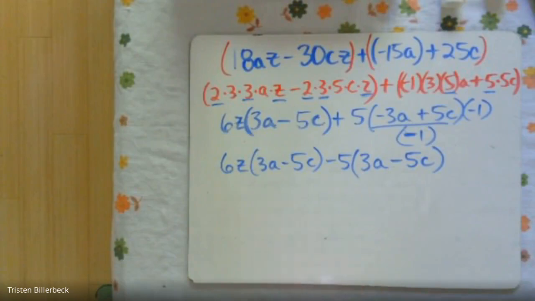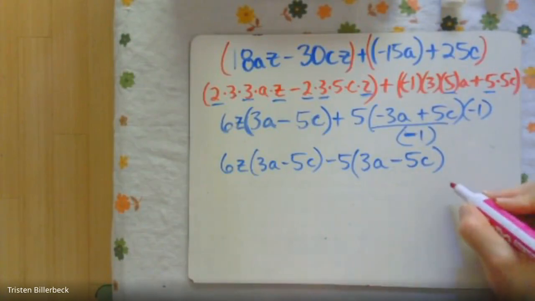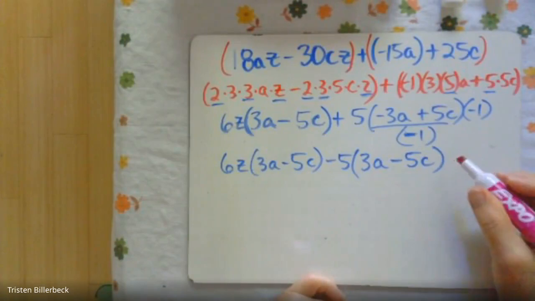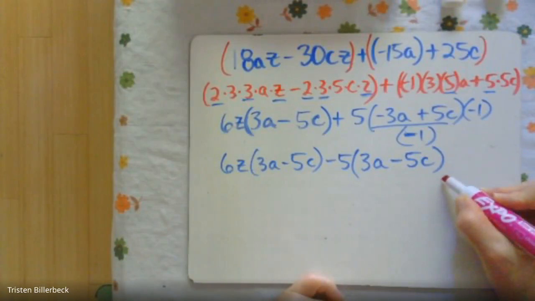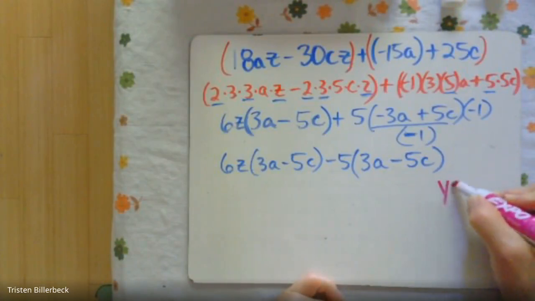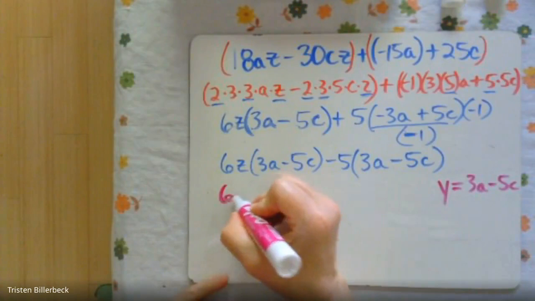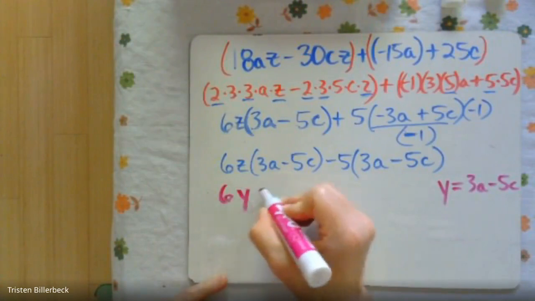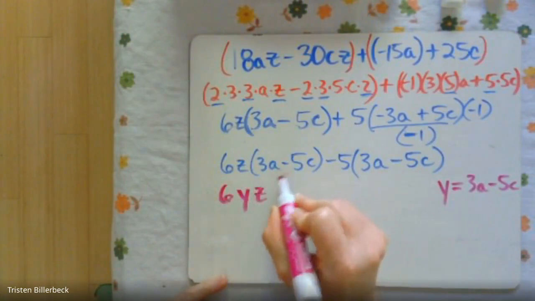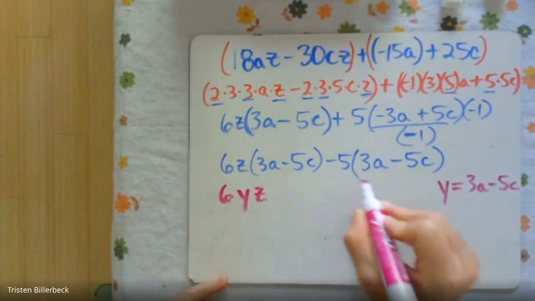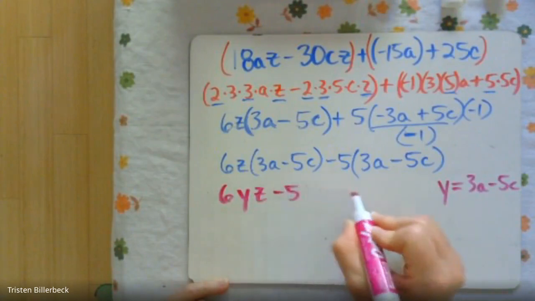So what we can do is, if we can't deal with this and this, if it's just too much for our eyes, we can say, how about y equals 3a minus 5c? And then we rewrite this as 6yz, because y is before z in the alphabet, minus 5y.